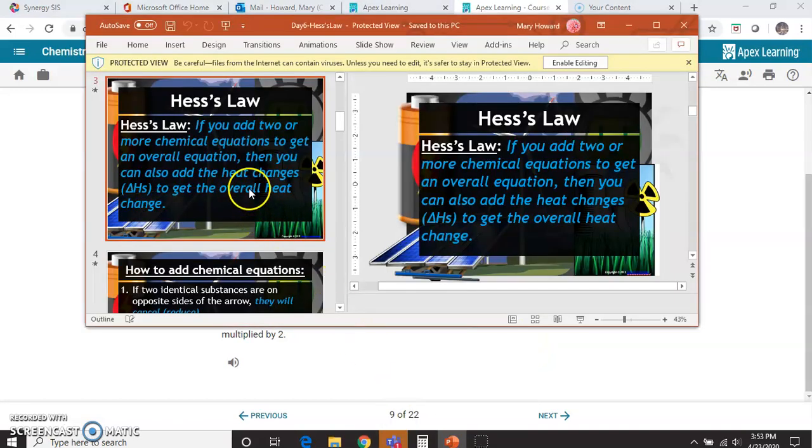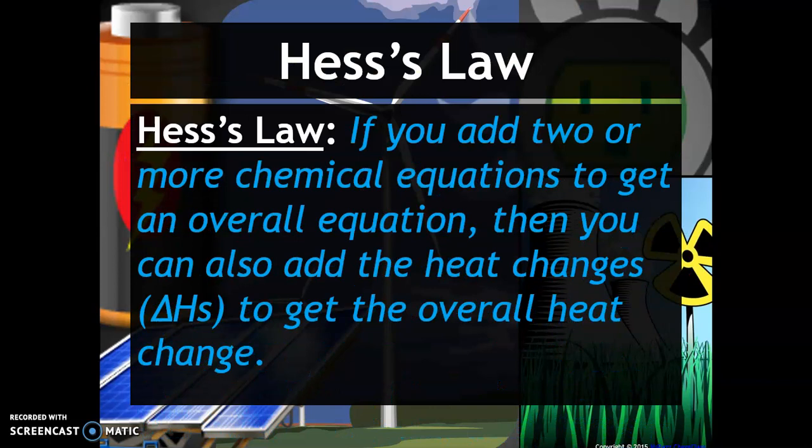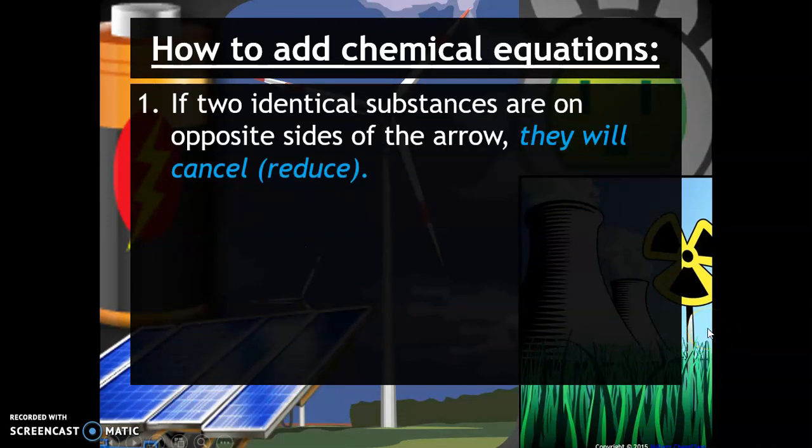I'm going to go quickly through this as well. Hess's law pretty much just says if you add two or more chemical equations to get an overall equation, you can also add the heat changes. So we don't know exactly what one reaction is, so we can use other reactions to figure out the change overall. What we do is identify if two identical substances are on opposite sides, they'll cancel. Like I said, if you find one on the left side and one on the right side and they're the same thing, they're going to cancel out.